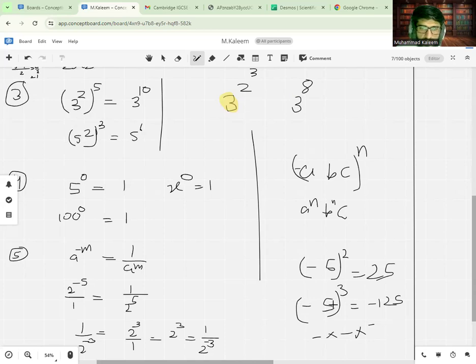So from here we can conclude a result, that whenever we have an even exponent on the negative sign, that will be changed into positive. If we have an odd index, odd power, odd exponent on a negative sign, it will stay negative.